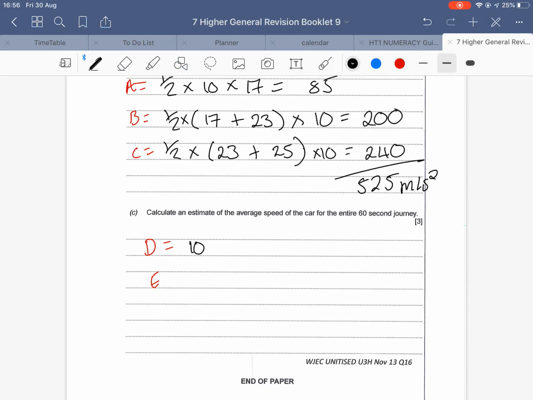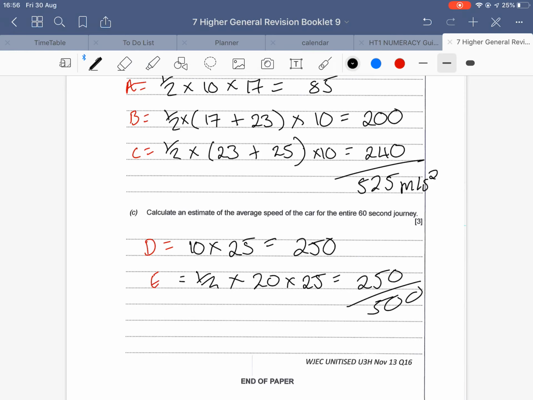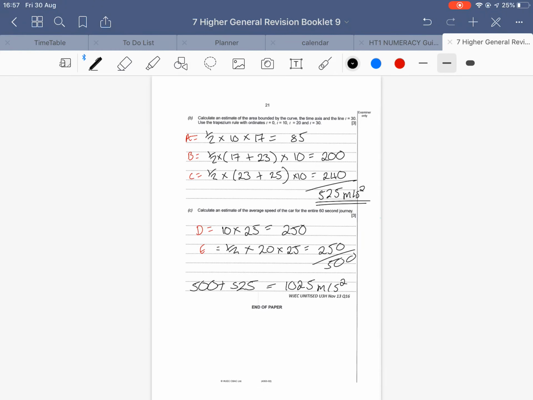So D is just a rectangle, 10 times 25, which is 250. And then E is going to be a half base. That doesn't look like a half, but 20 times 25, which is 250 again. It's 500. They want the total, so don't forget to add this one. So 500 and 525 is 1025 meters. Excellent.